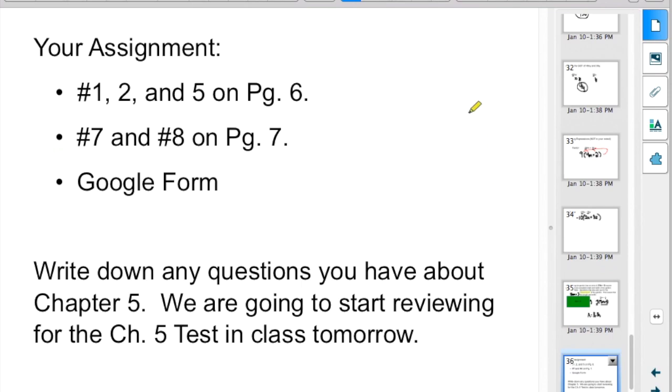Here's your assignment for tonight. You are going to finish number 1, number 2, and number 5 on page 6. You're also going to do 7 and 8 on page 7. Number 8 is the write your own question. Don't forget, I'm looking for a word problem if possible. These questions will show up on your Google form, so make sure you get that done. And don't forget to write down any questions you have about Chapter 5 because we are going to start reviewing for the Chapter 5 test in class tomorrow.